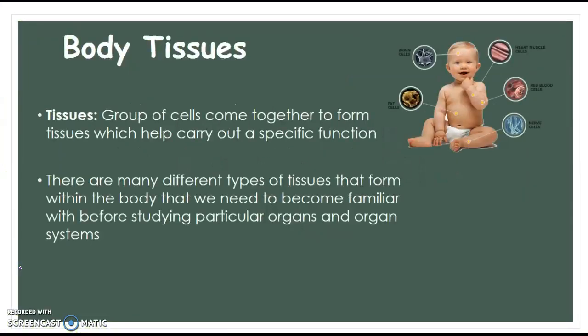So first, let's just review quickly what a tissue is. When we look on our organizational hierarchy, it goes cells and then tissues. So tissues are more complex than cells. Tissues are when groups of cells come together to do a particular function. And then these tissues make up organs, which then make up organ systems. So it's very important that we first study the tissues so we get a good idea of what we are made of.